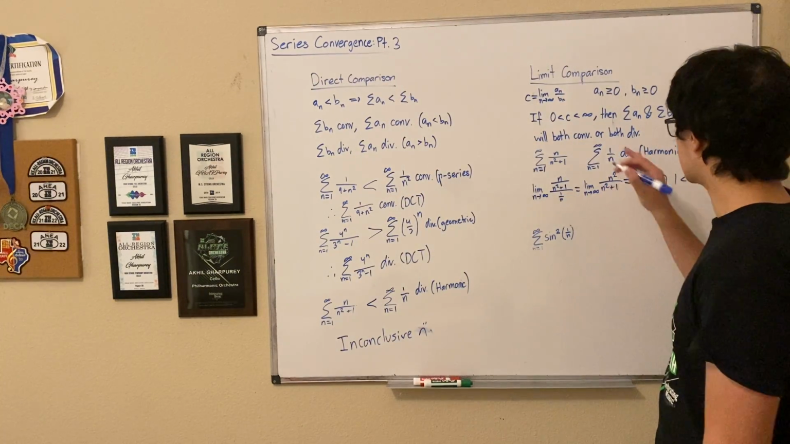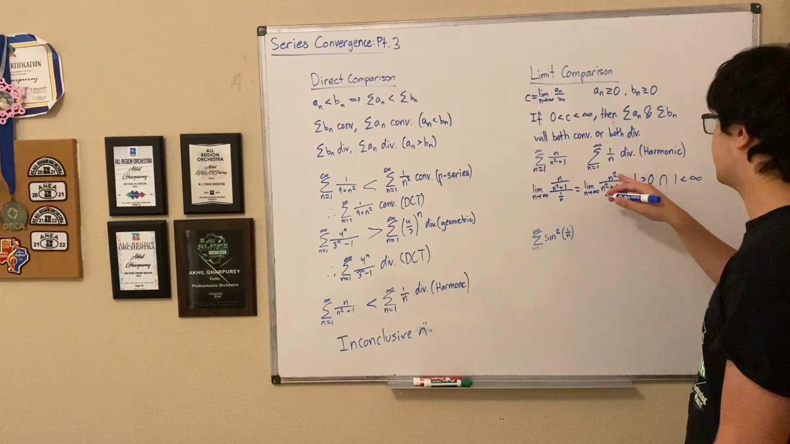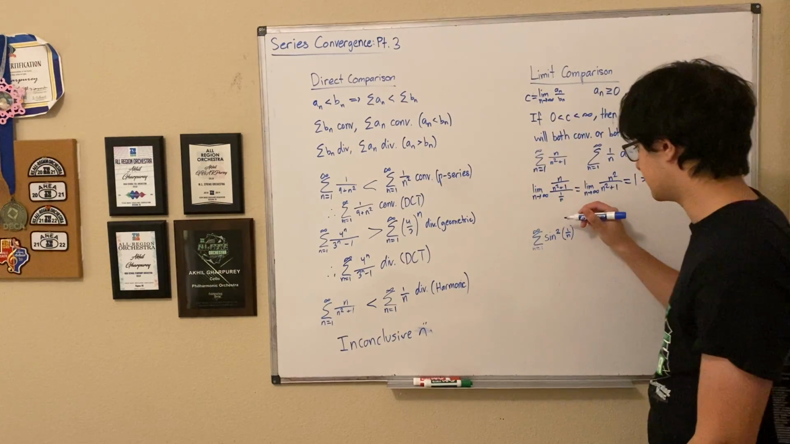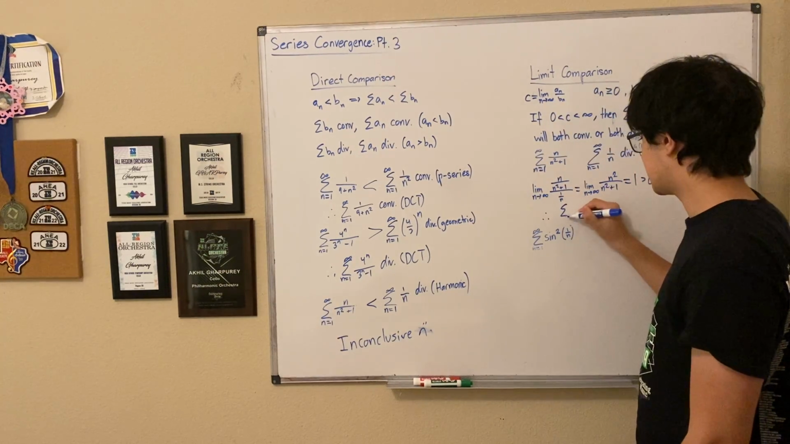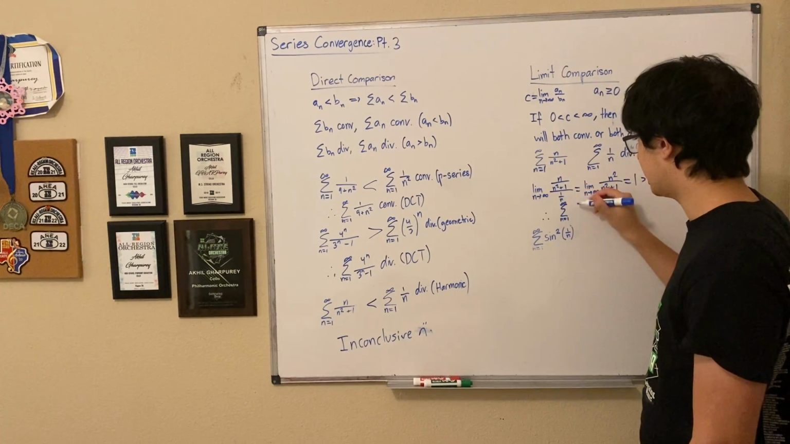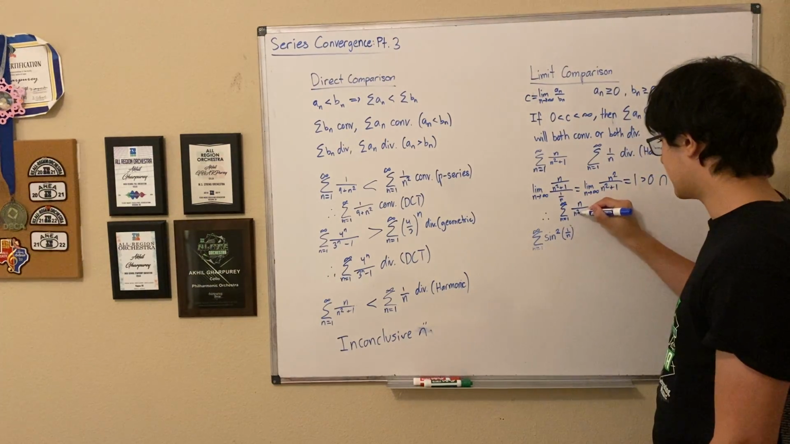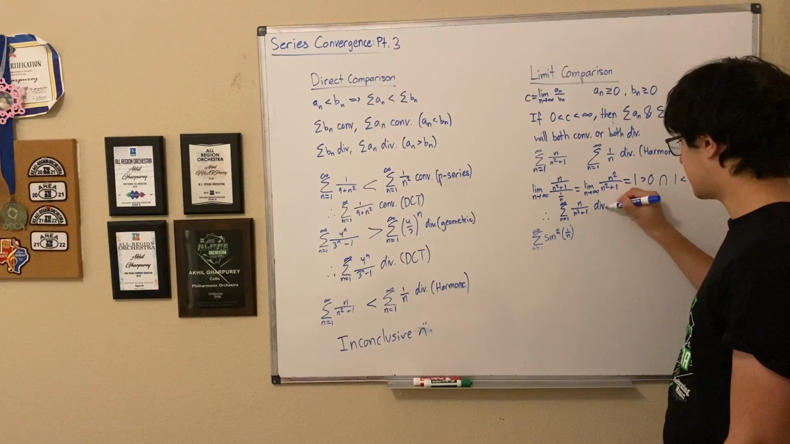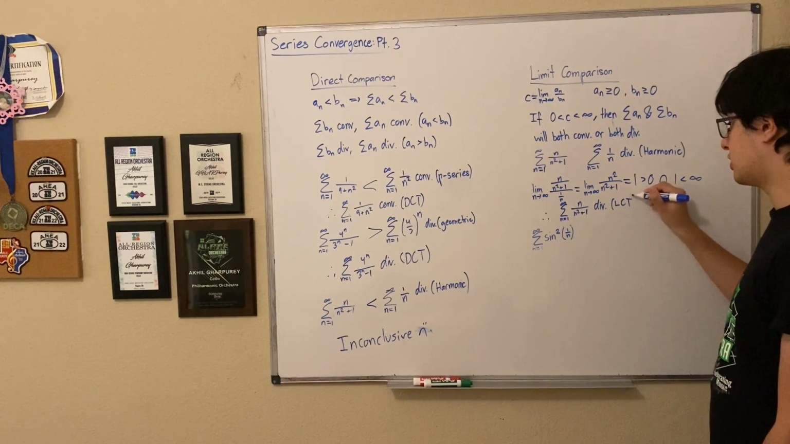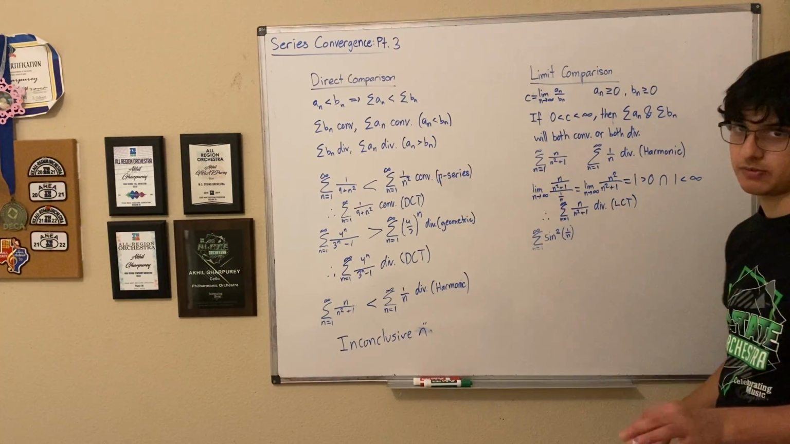So, since 1 over n diverged and we got a value that satisfies the limit comparison test, we say that the series from 1 to infinity of n over n squared plus 1 also diverges, and this is by the limit comparison test, LCT.